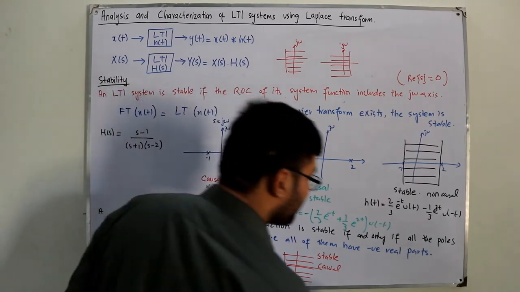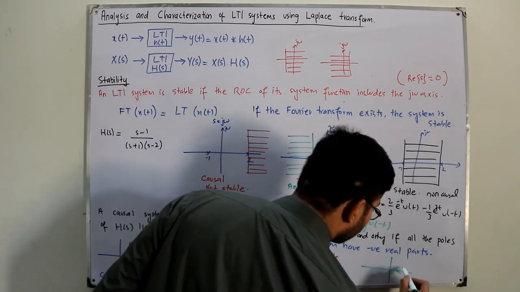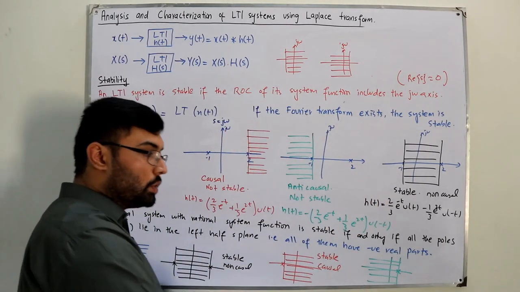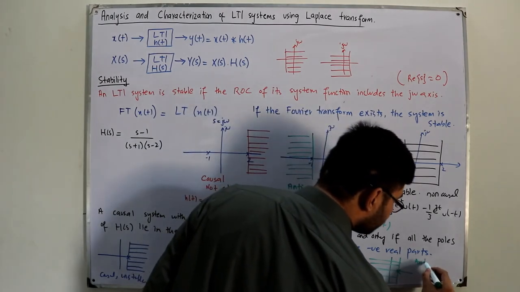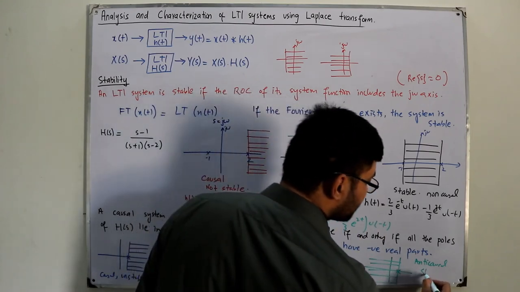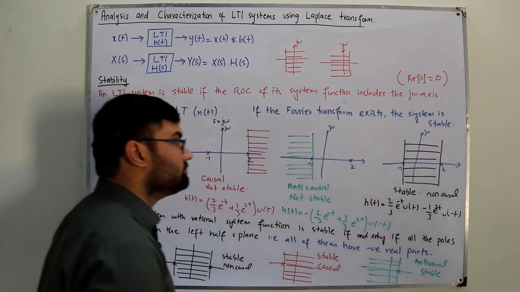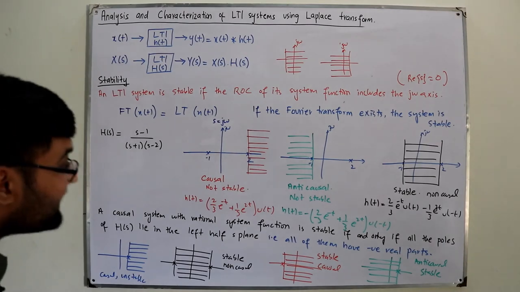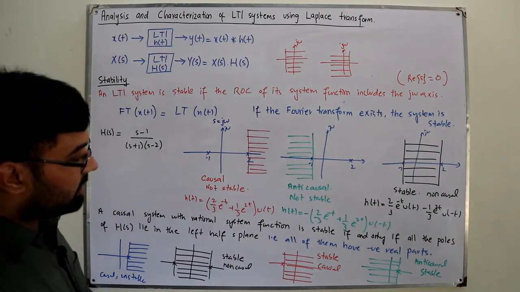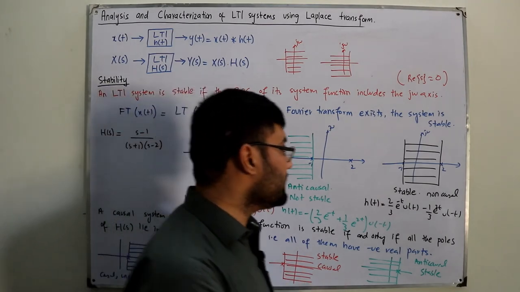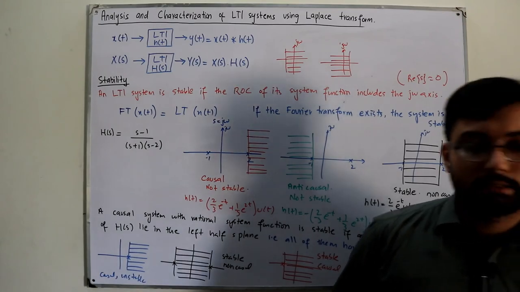Similarly, if I have it like this, have a look, it's lying left of the leftmost pole, this is anti-causal. And this is covering the j omega axis. This is stable. That should be it. I have covered all the possibilities of the ROC on the basis of which you could say the system is stable, unstable, causal, non-causal, anti-causal.